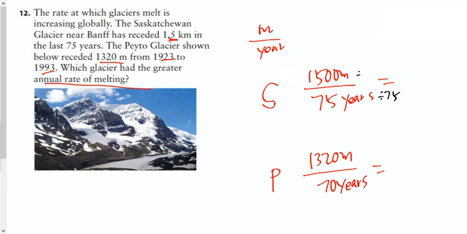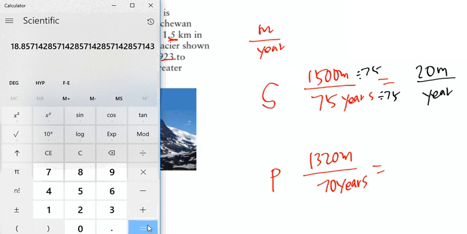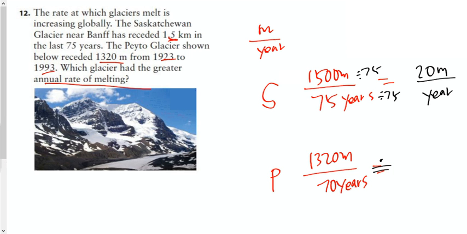Divide both by 75. How many fifths? There are two 75s, so there must be 20, right? 20 meters per year is the unit rate for that. How many 70s are there in 1,320? Yeah, I can't do that. So 1320 divided by 70 is 18.8. So look, I have to change it to approximately equal to because we're rounding.